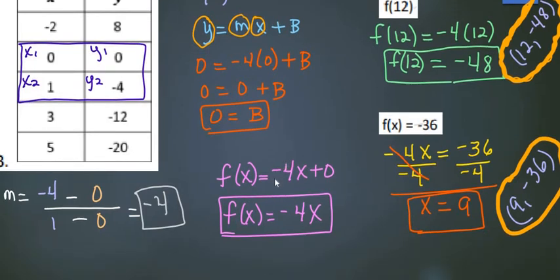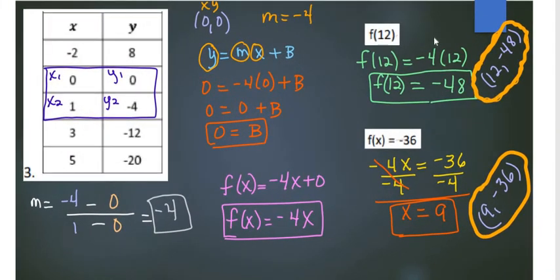So now, when I look at this and write it in function rule form, I see that I have f(x) equals -4x plus 0. You don't have to put the plus 0; you can just write it as -4x. Now, when I substitute 12 in place of the x, I see that f(12) equals -48. Written as an ordered pair, it looks like this: (12, -48).